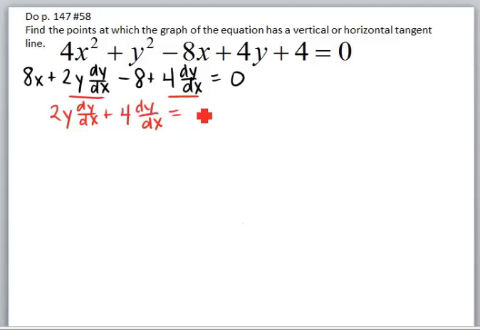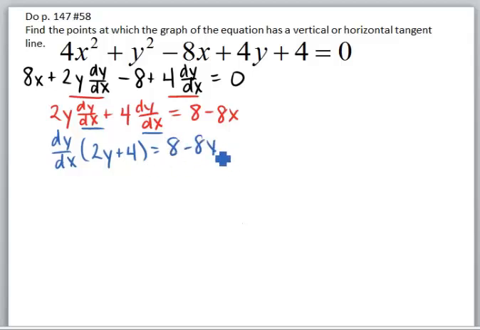Move the negative 8 to the other side, which gives me a positive 8. Move the 8x over, I get a minus 8x. We are now going to factor out our dy over dx's. When we factor out our dy over dx's, we are left with 2y plus 4. Now I'm going to divide by that 2y plus 4 to get my final answer for dy over dx. So in general, we could find the slope of any tangent line to the curve using this 8 minus 8x over 2y plus 4. Let's go ahead and find those specific ones that we're talking about.